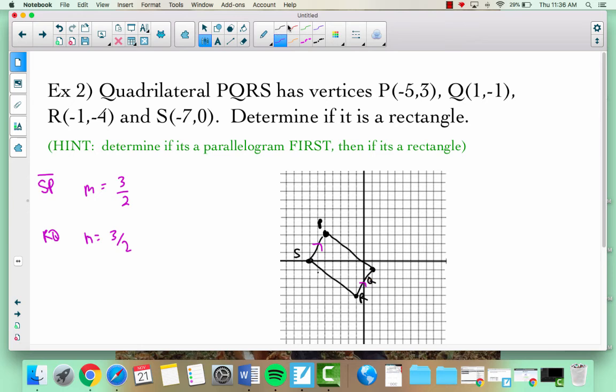And then I can do the same thing for the other two sides. So from P to Q, I go up 1, 2, 3, 4, and then over 1, 2, 3, 4, 5, 6. So my slope here would be up 4 over left 6, so that reduces to negative 2/3. And I would check the same thing from R to S. So up 1, 2, 3, 4, and then over 1, 2, 3, 4, 5, 6. So RS also has the same slope of negative 2/3. So because my sides are both parallel, that means that it is a parallelogram.